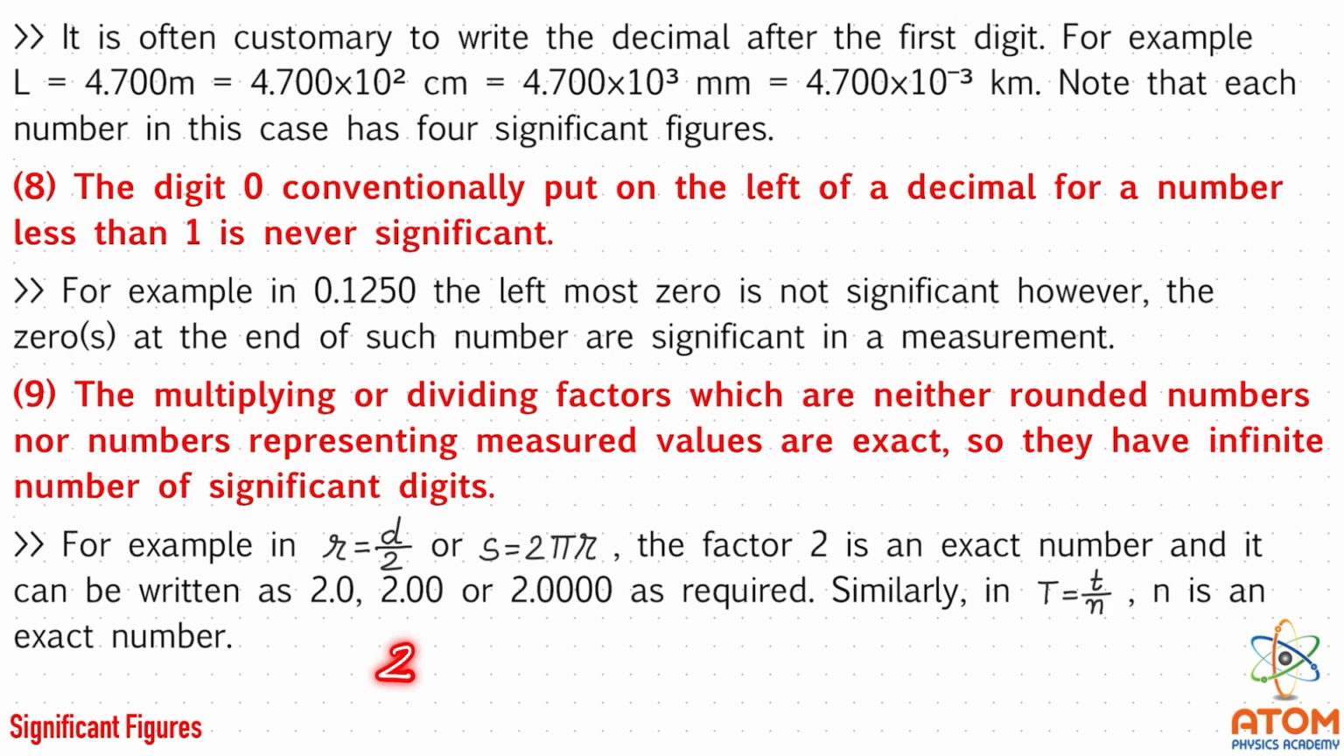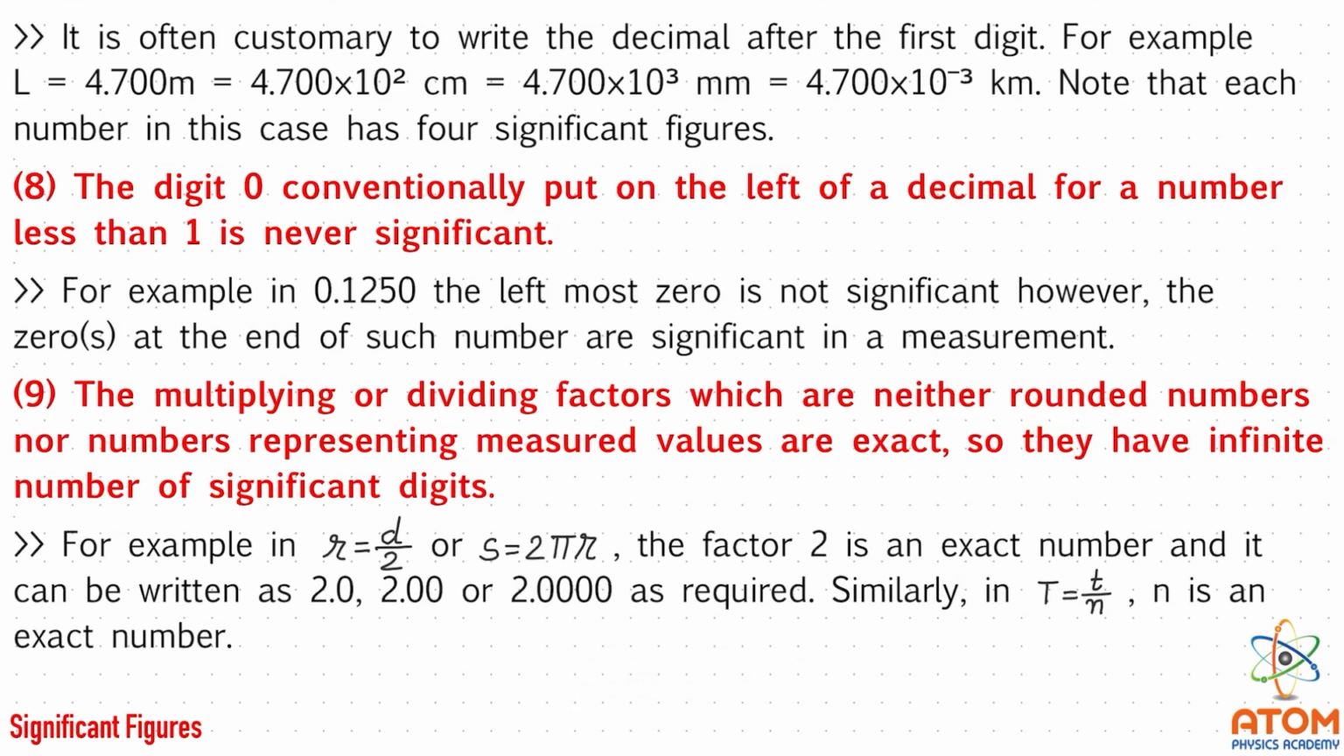So, you can write this 2 as 2.0 also, 2.00, 2.000, up to infinite you can add zeros. Whatever number of zeros you want to add, you can add there. So, it is considered that this 2 is having infinite significant numbers, because you can write it up to infinite this way, 2.000 and so on. So it is having infinite number of significant digits.